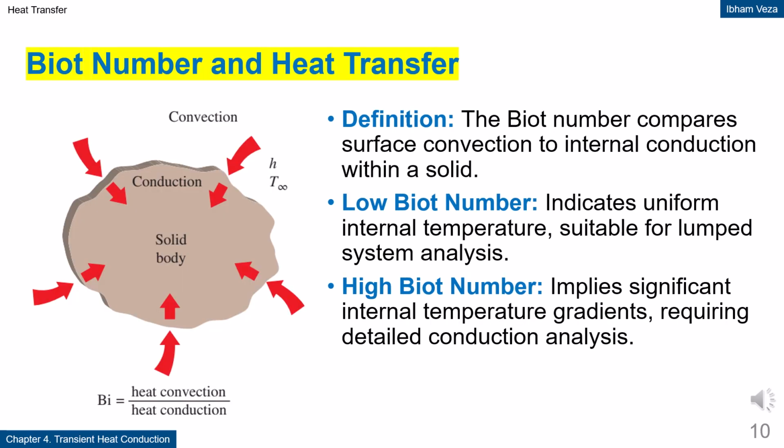The Biot number and heat transfer. The Biot number is used to assess whether internal temperature gradients can be neglected or not. If the Bi value is small, the internal conduction resistance is much smaller than the convection resistance. In this condition, the lumped system assumption is valid and safe to use. If the Bi value is large, internal temperature gradients are significant and a distributed analysis is required. Therefore, the Biot number becomes the main criterion for model selection.